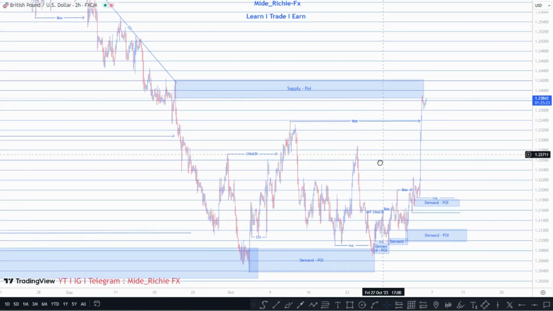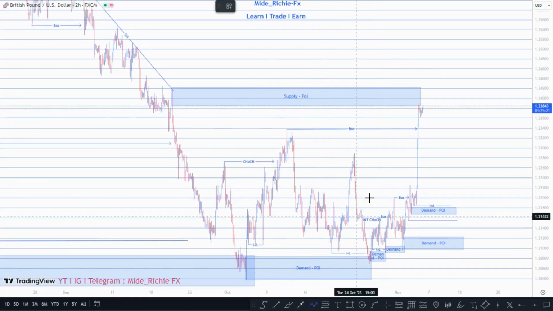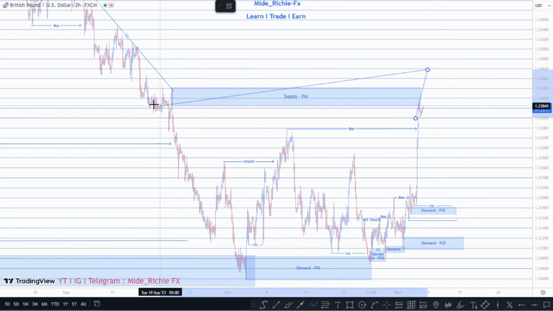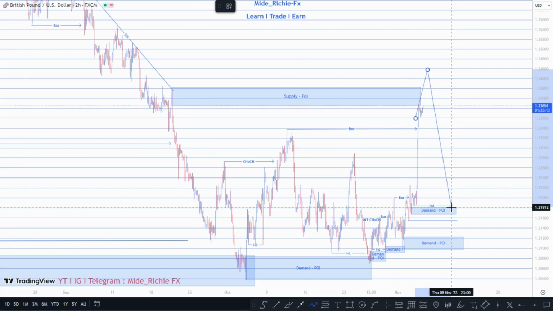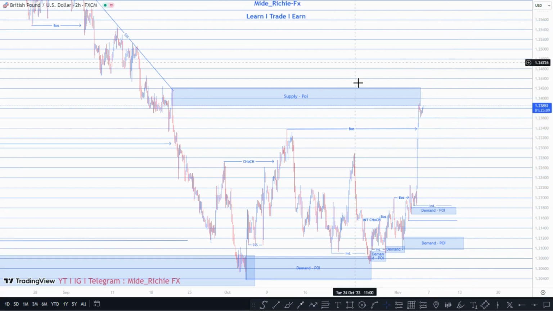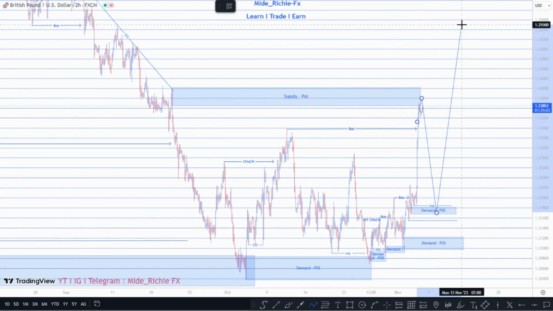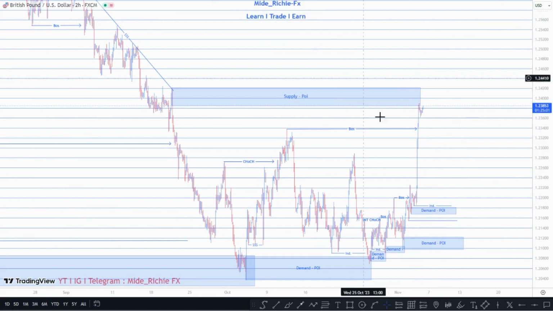So the two things the market might do from this supply zone is something like this, right? The market will break through the supply zone, then give us a very nice sell to mitigate this bullish point of interest, then continue the buys. Or the market will react to the supply zone and sell down to this demand zone before we see a nice buy. So that would be a sell to buy.